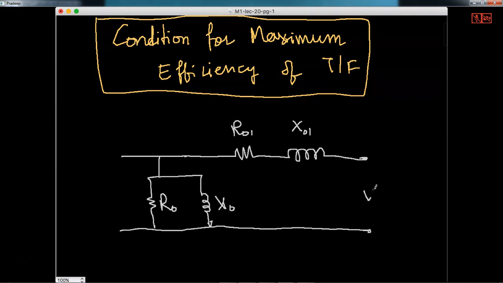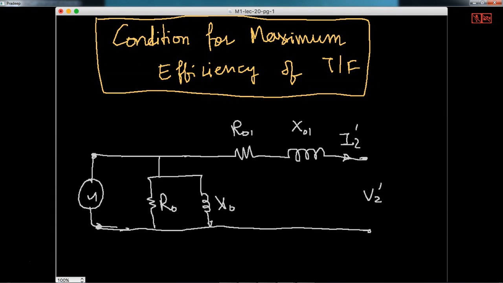Now here I have V2 dash and this current is I2 dash. So the dash notation here represents that there is an ideal transformer, but then I have transformed their values to primary side and then I am showing here. Here I have connected the source. So if you notice, the source is nothing but V1.